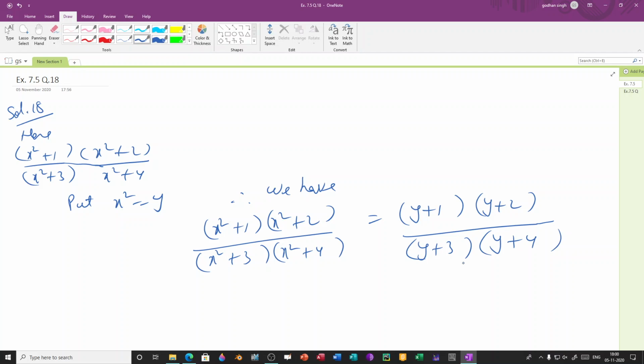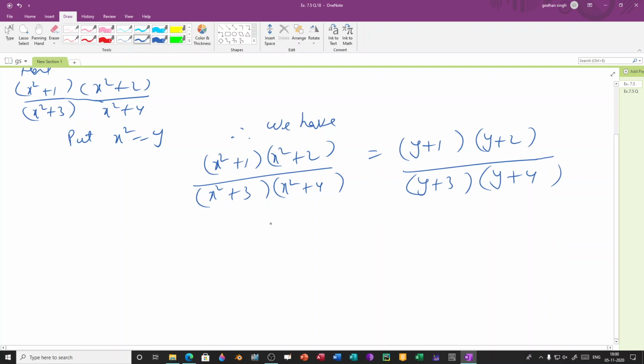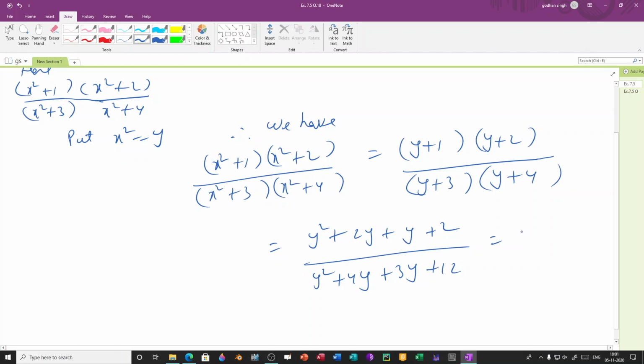So first of all we will have to make it a proper rational function by doing long division. So that is what we'll do. We can rewrite this by multiplying: y square plus 2y plus y plus 2 over y square plus 4y plus 3y plus 12, and this gives us y square plus 3y plus 2 over y square plus 7y plus 12. And as already discussed, the degrees of the numerator and denominator are equal.